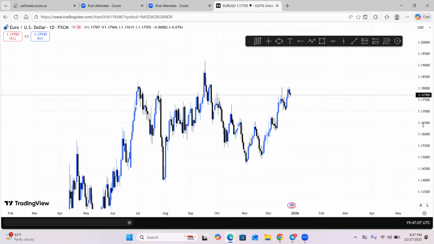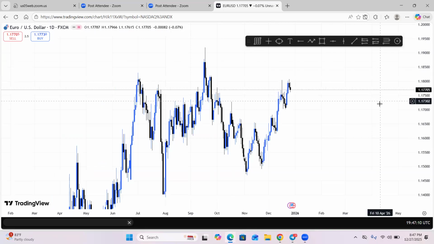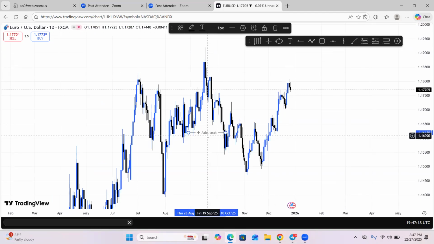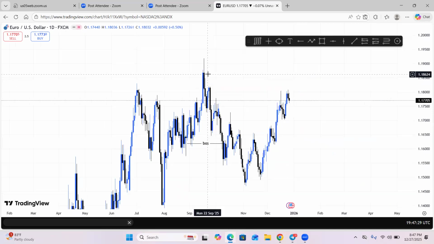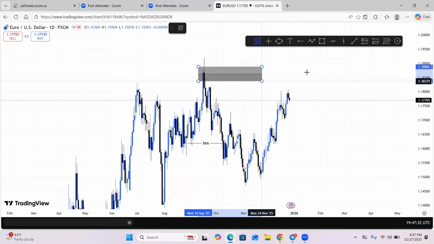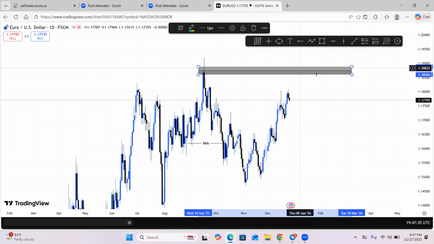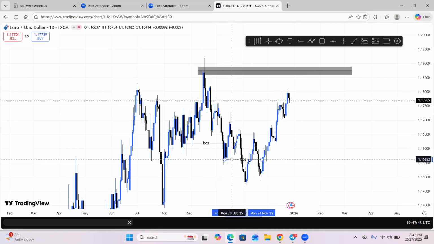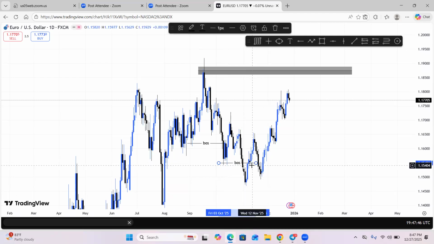So now looking at this chart, the first thing I can see was that the market gave a break of structure here to the downside, and this is the origin that caused the break of structure, meaning that if price gets to this level, we're expecting it to sell. After that break of structure, because it is in a bearish trend, there was another break of structure to the downside.